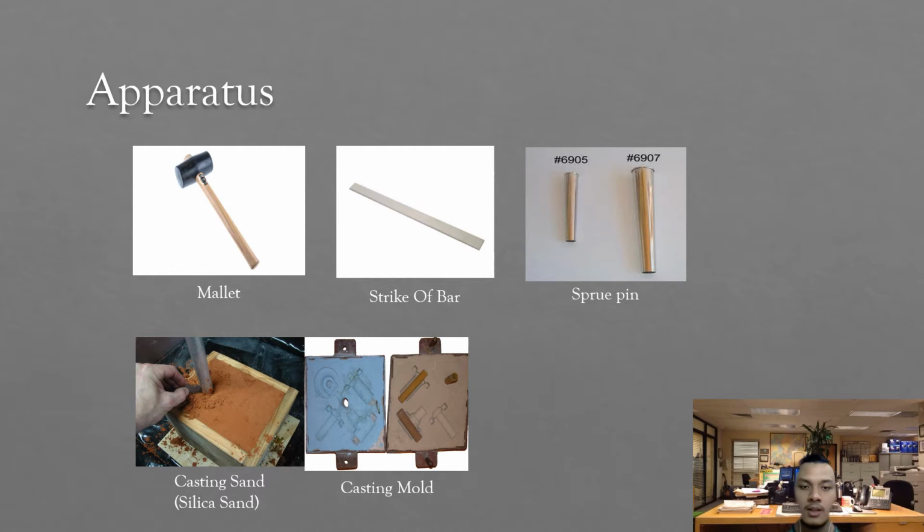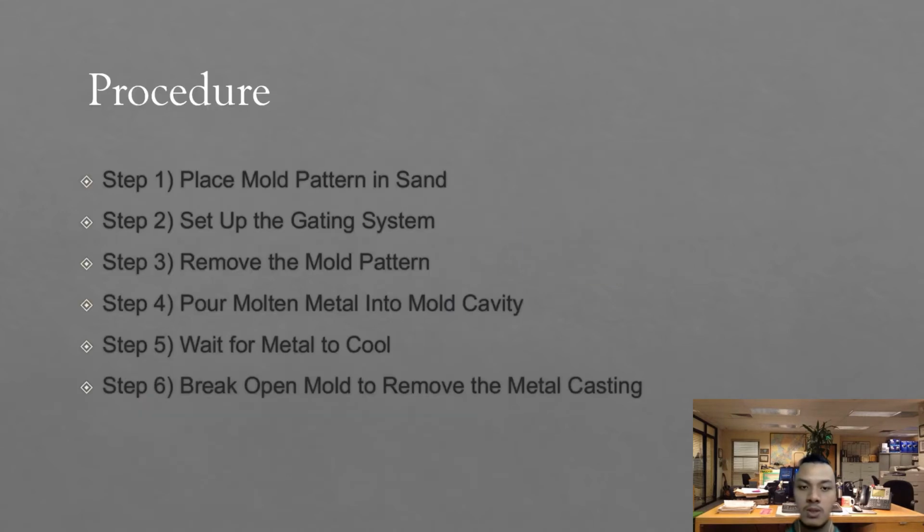We do know that there are a lot of other materials and apparatus used in the sand casting process, but for this process we tend to use a mallet, strike-off bar, screw pin, and casting sand, which is basically silica sand, because silica sand is low cost and perfectly fine for aluminium, especially for this project. And then we have the casting mold that we will create by ourselves using this silica sand. Sorry. So let's move on to the procedure.